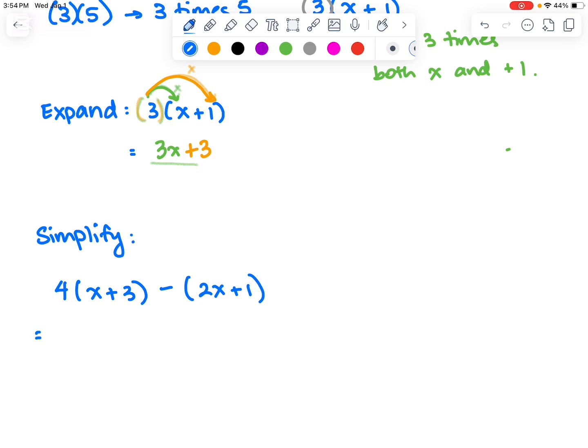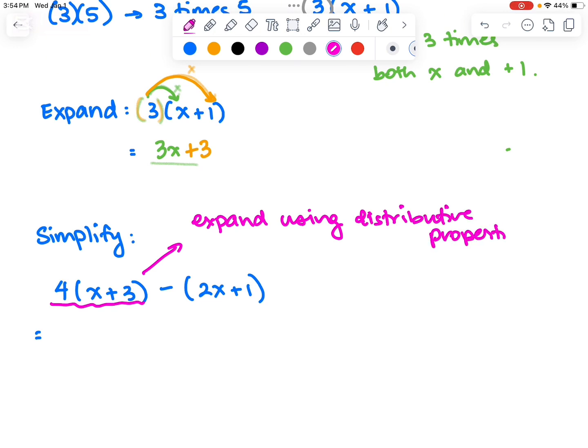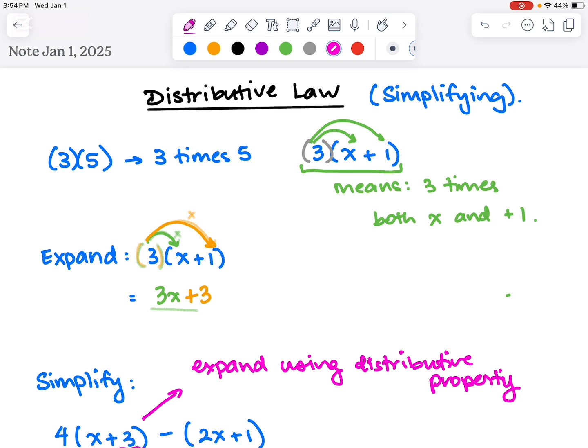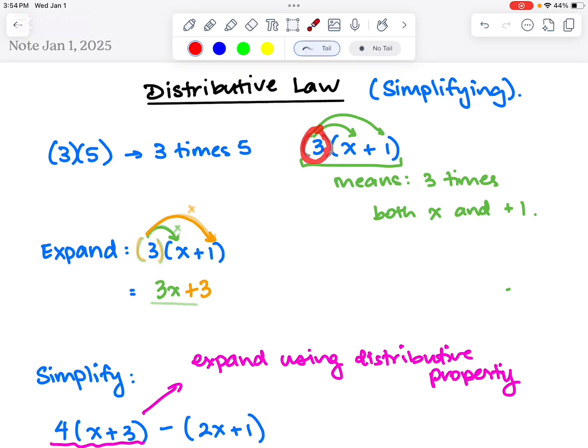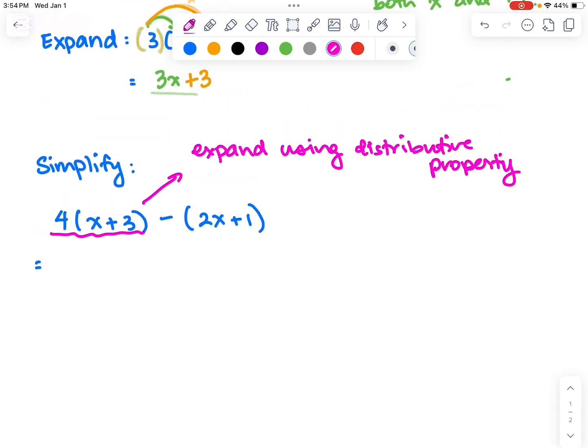Well, now this is where distributive comes into play, because for this part I can expand using the distributive property. So again, what this means is I'm going to take this thing that's in front of my bracket and multiply it by each thing in the bracket. So just to make it even more clear, I'm going to start to underline the terms in my bracket. Now each term is separated by a plus or minus. So I have the x term and then I have the 3 term.